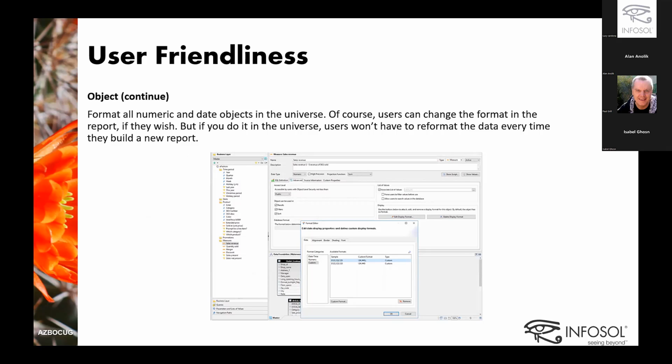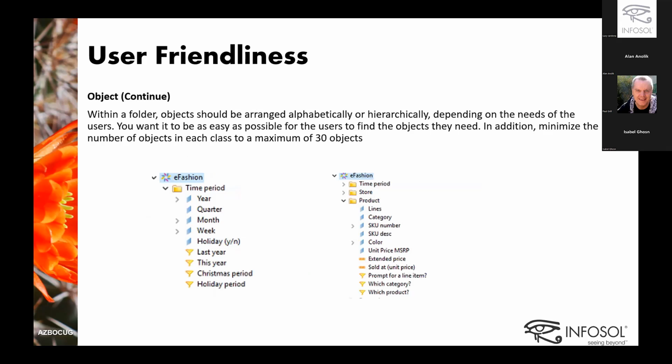And then another tip is you can format all your numeric and date objects in the universe. Users can do this at the reporting level, but if you do it at the universe, the users won't have to reformat it every time they build a new report. And then to arrange your objects in a folder, they should be arranged alphabetically or hierarchically, depending on the needs of the users. So you want it to be easy to follow for the users. And I recommend minimizing the number of objects in each class to about 30 max.